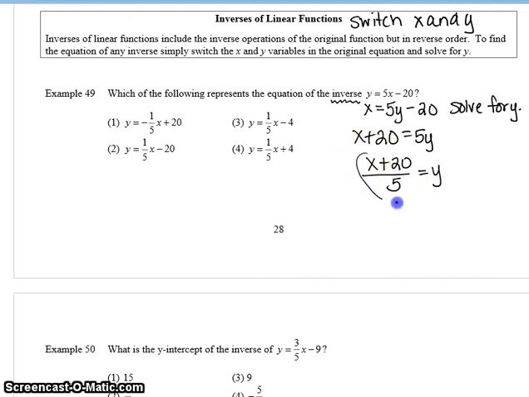But what they did is they kind of butterfly divided these. So you end up with 1/5 x plus 4, and that's equal to my y. So that's why that is going to be choice 4.